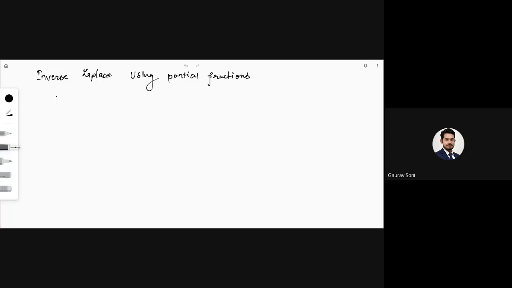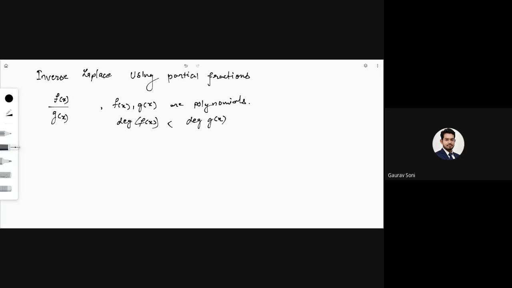So partial fraction is something used when you have a polynomial f of x upon g of x. Both f of x and g of x are polynomials, and partial fractions can only be used when the degree of f of x is less than the degree of g of x. So the degree of the polynomial in the numerator has to be smaller. In that case, I can use partial fraction.